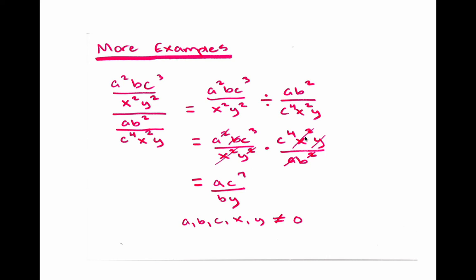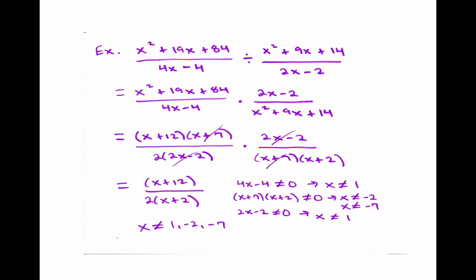And then the c's aren't going to cancel out. The c's, we're just going to add their exponents, right? So we're left with a c to the seventh divided by by. So now a, b, c, x, and y are all not able to equal 0 because we're going to set each denominator equal to 0 and also this numerator ab squared equal to 0, because when we flip and multiply, that becomes the denominator.